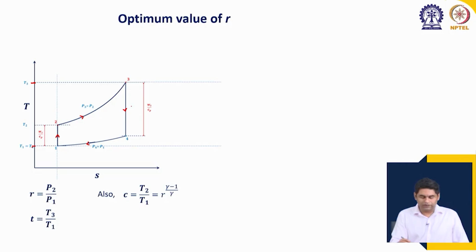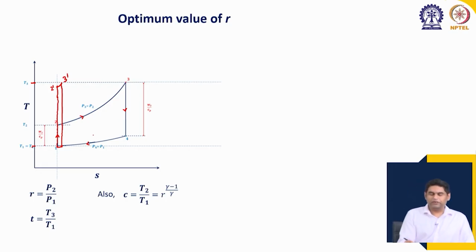For example, at one of the limiting cases, if the compression ratio is very large, something like this, then we will get a very narrow cycle of this form. Obviously, the work output, which is the area within this cycle, let us say that this is 2 dash and this is 3 dash, is very less as compared to the work output of the previous cycle, where the area is clearly much larger. So, with higher compression ratio, we will go to a lower value of work output.